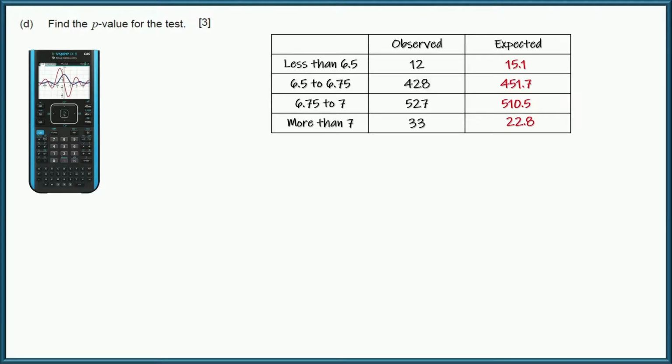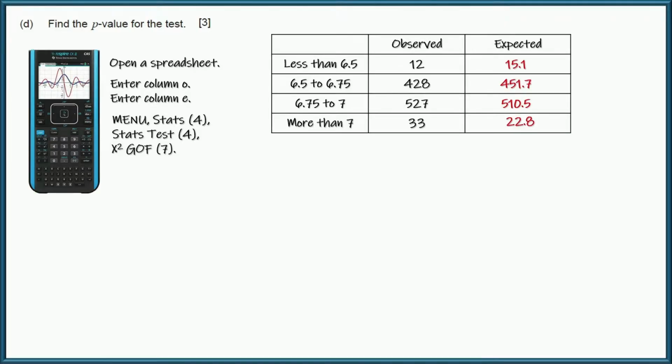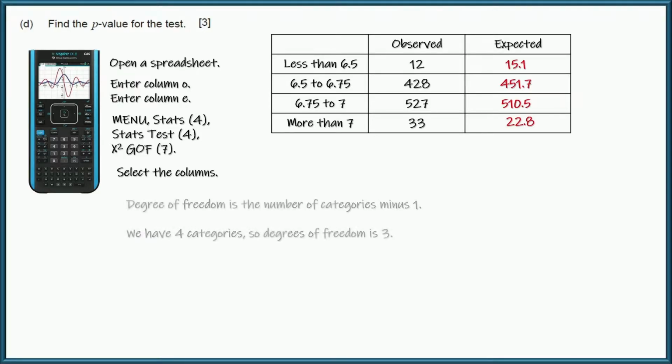So we're going to take our calculator, open a spreadsheet, and enter columns O and E. This would be O, and this would be E, and then these are the steps we're going to follow. I'm going to select our columns, hit enter. Now, one thing you have to know is the degrees of freedom. That's the number of categories minus 1. So we have 1, 2, 3, 4 categories, so the degrees of freedom is 3.